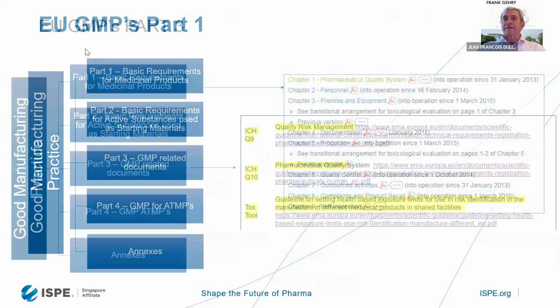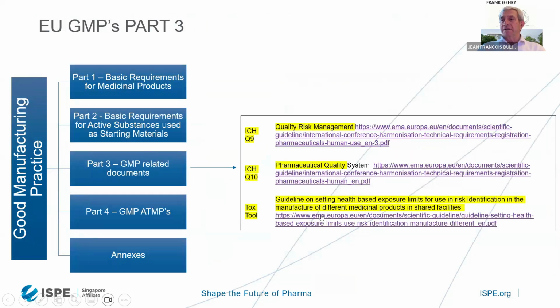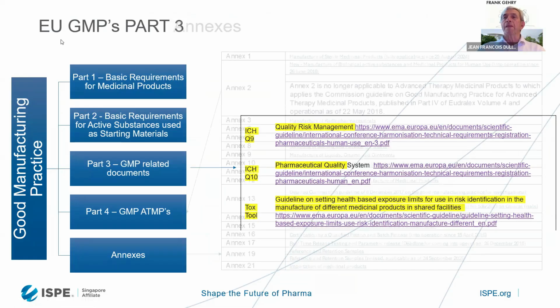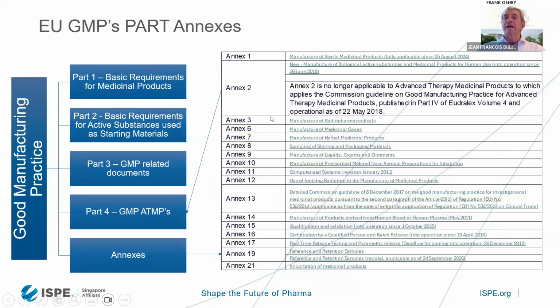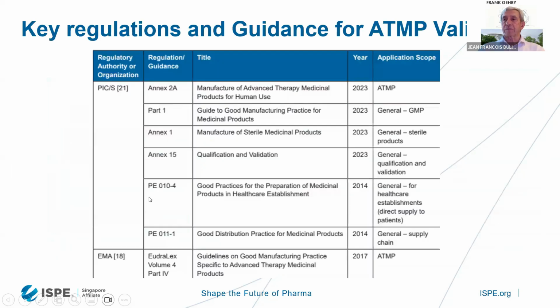So I will jump over that. The part 3, this is the document I was talking about, which is the TOX tool. Here we have all the annex, and in Europe, we can see that the Annex 2 is no longer applicable because we have only one part which is applicable for biotech product, and the other part is linked to the part 4, which is GMP for ATMPs. This is the list as well of the different documents we are using.